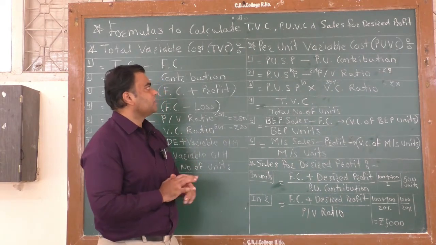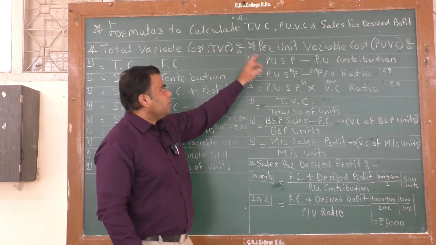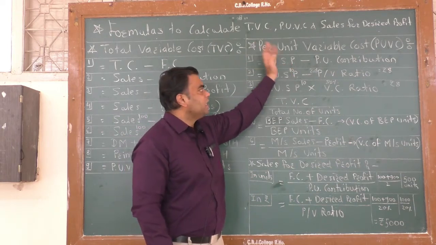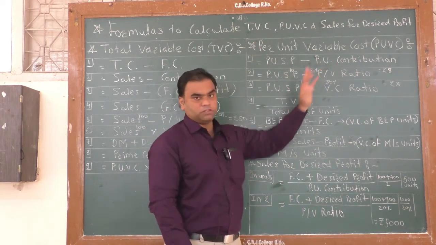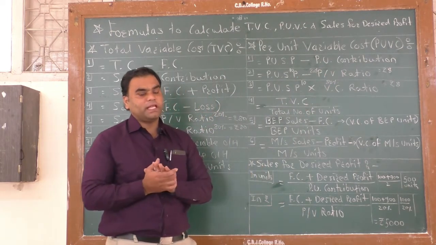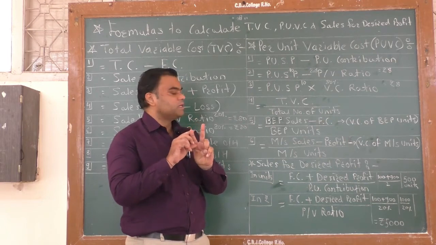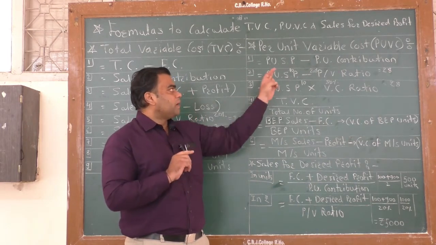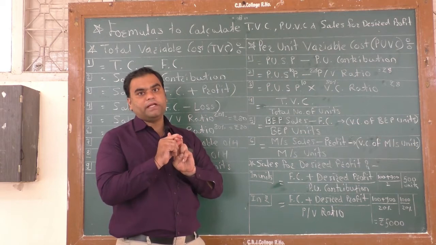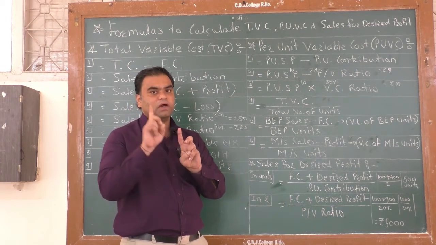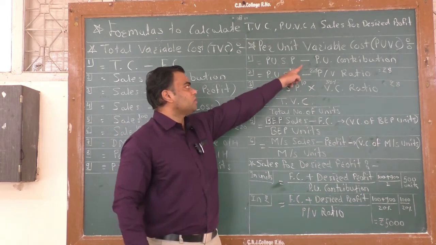So let's start with the first one. Per unit selling price less per unit contribution. As we know, selling price includes two contents. Which are these two contents? Per unit variable cost and per unit contribution. So when you deduct the amount of per unit contribution, what will remain? Obviously per unit variable cost will remain.